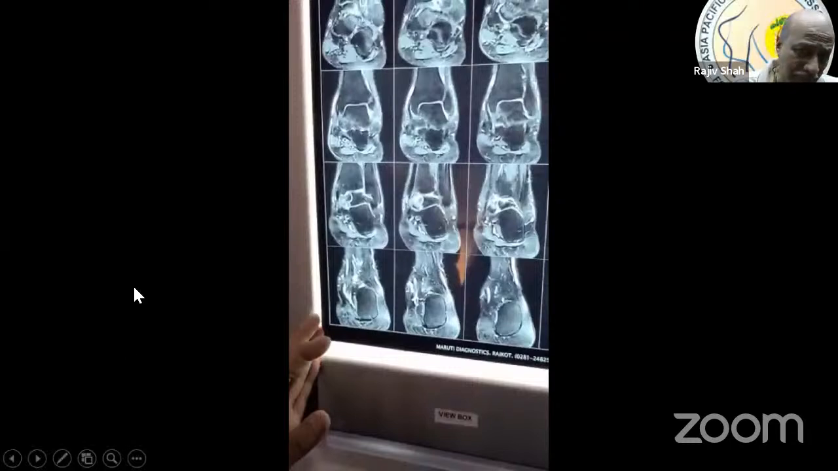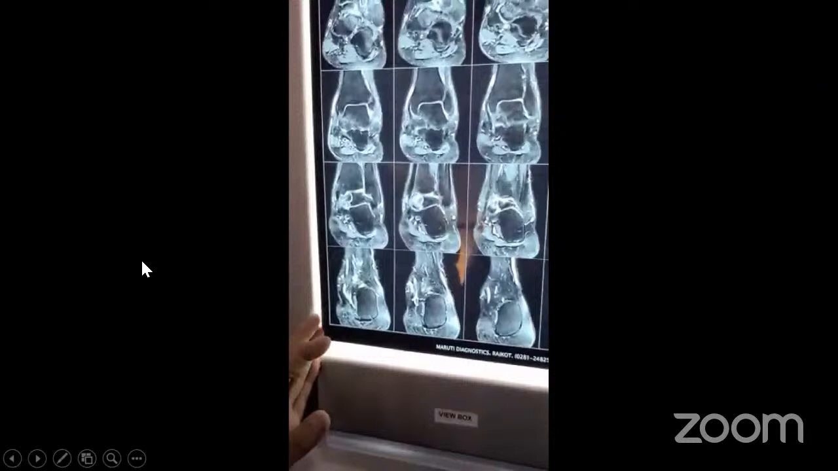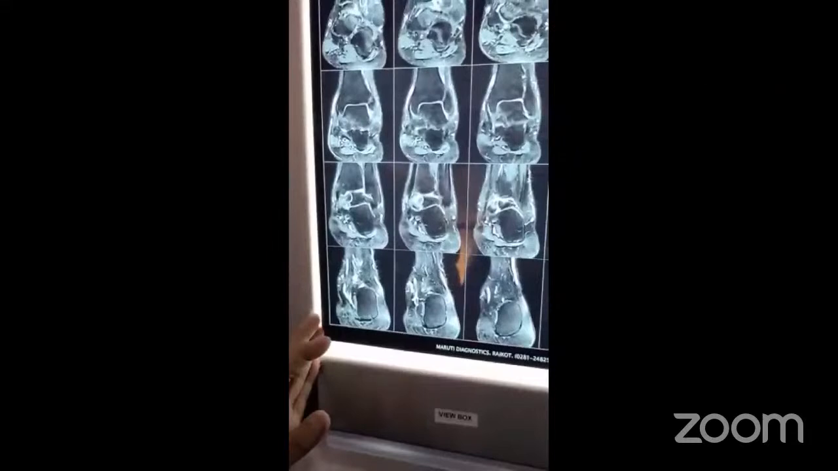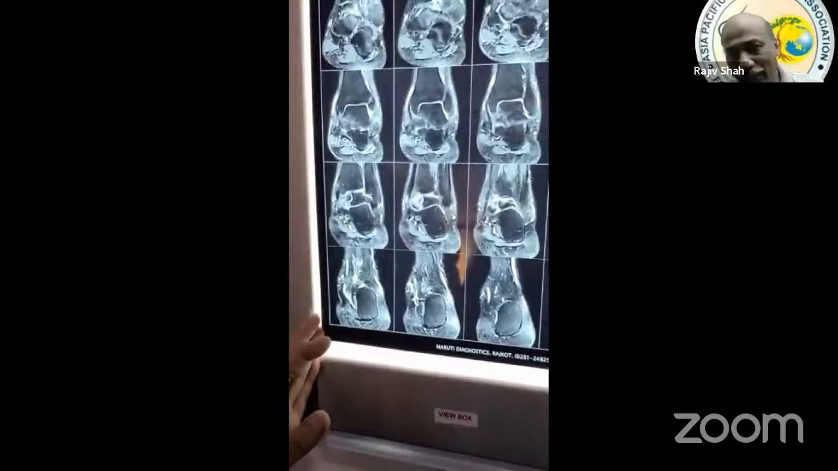Sir, maybe lateral thrust. Constant, because of lateral thrust instability. Exactly. So this guy had a medial sided instability while the fracture had not healed. So he used to invert, right? And the medial sided hyperemia was because of repeated injury. There was an injury on the medial side.